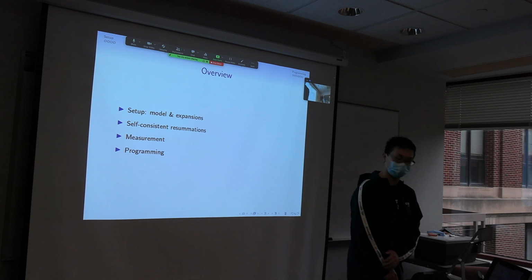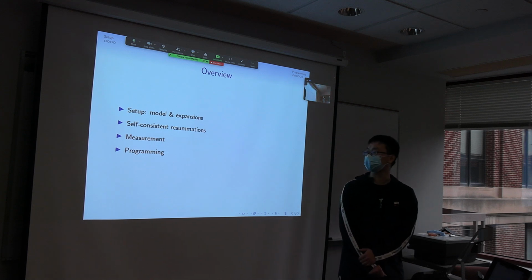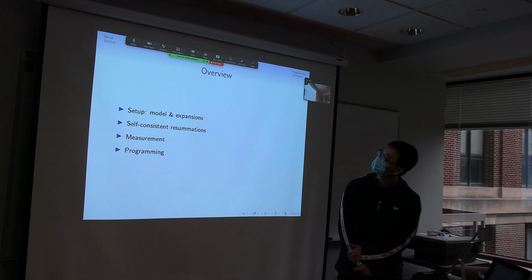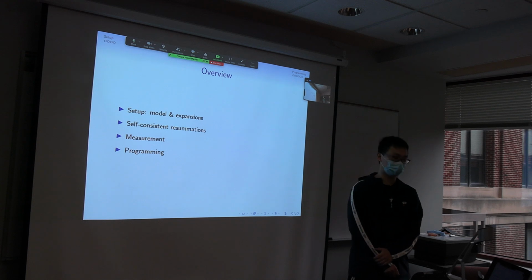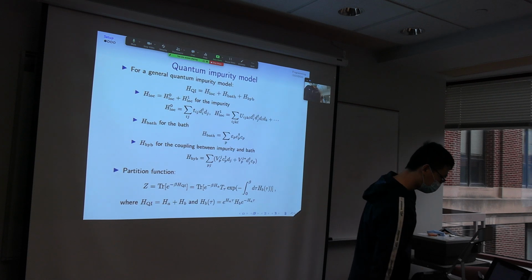This is an overview of this talk. First of all, I will introduce the notations, the setup of the impurity models and the hybridization expansion. Second, I will introduce how to derive the self-consistent equations for the hybridization expansion. Third, I will introduce how to do the measurement. Finally, I will introduce my NCA OCA solver, how to run that, and what every parameter means. So let's get started.